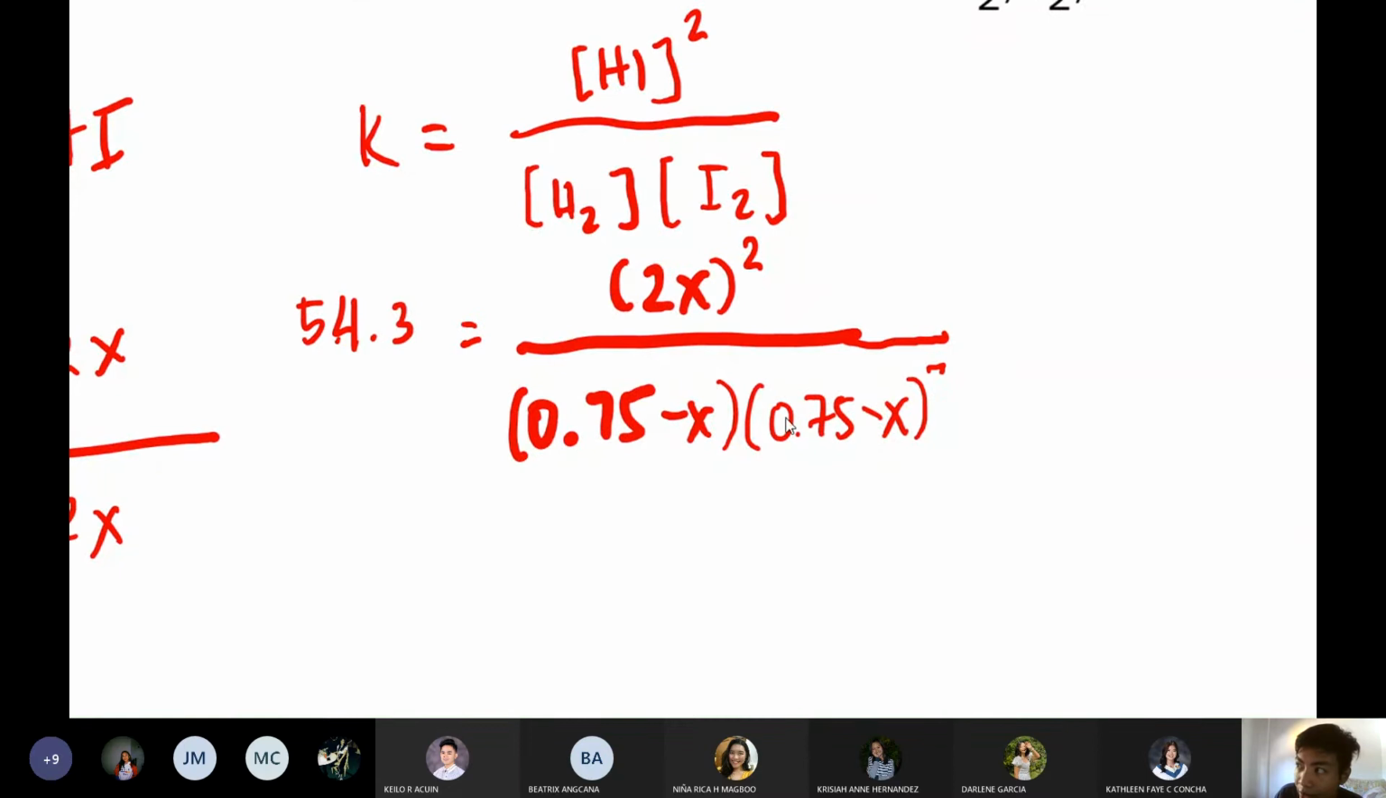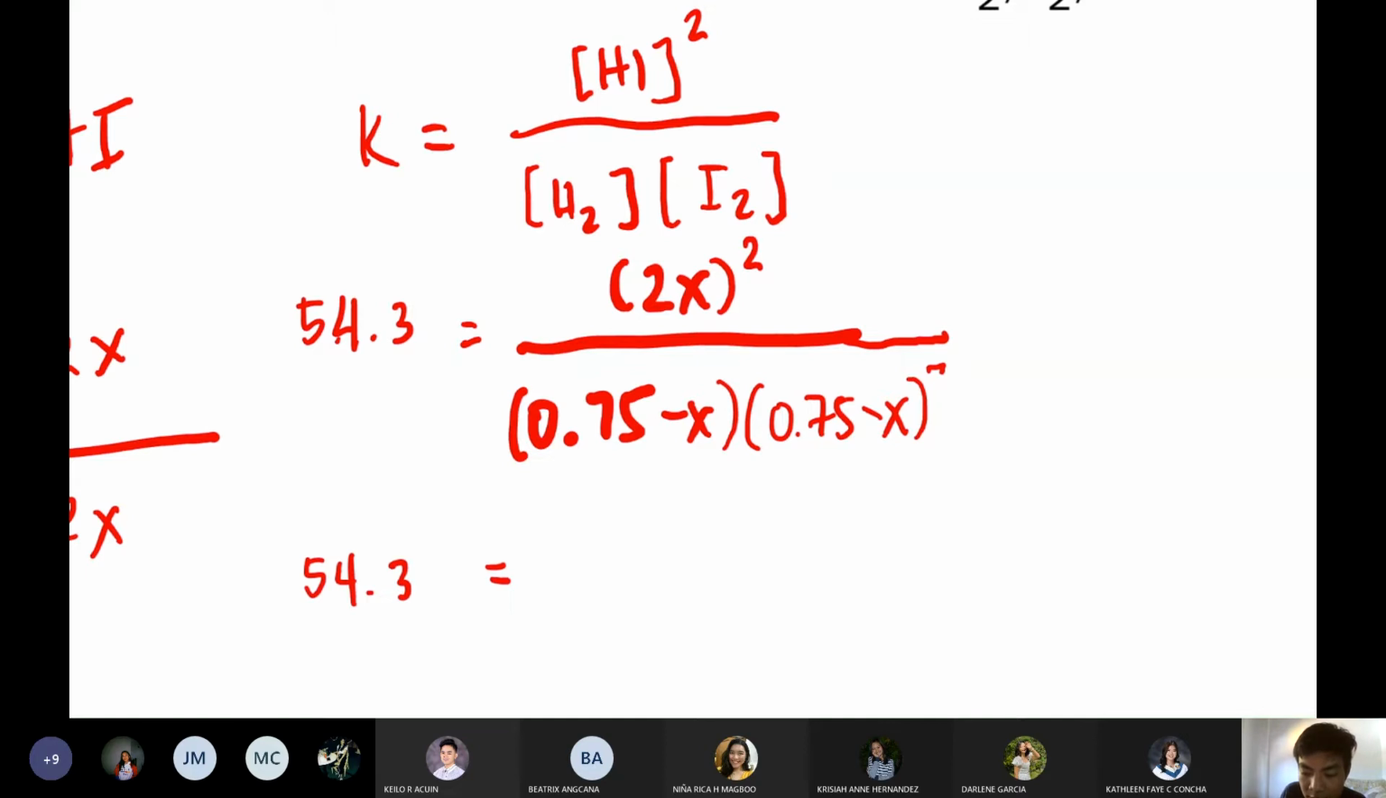So on the denominator, since you have a product of two binomials, then you have to do the FOIL method. Okay, so FOIL method: first terms, multiply them, and then the outer term, the inner term, and the last term. Okay, so let's do that now to expand the expression.